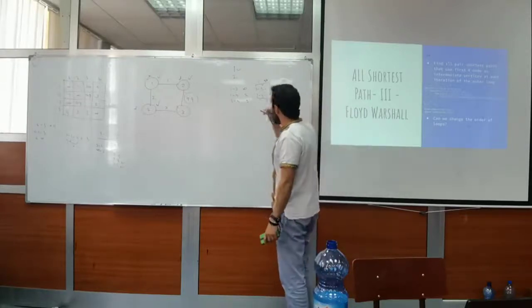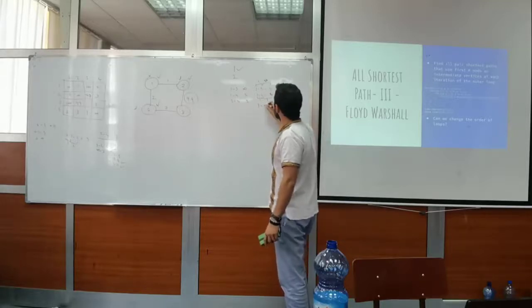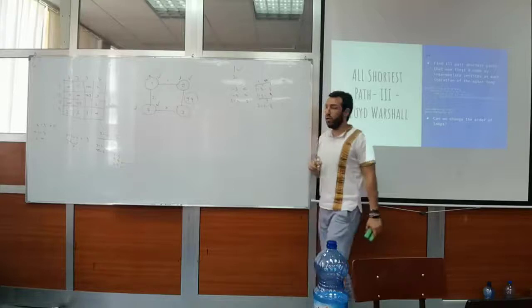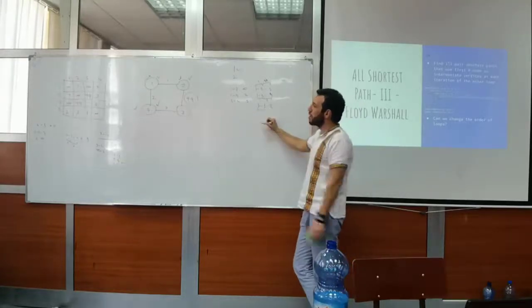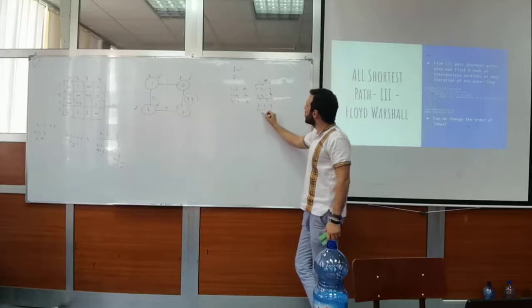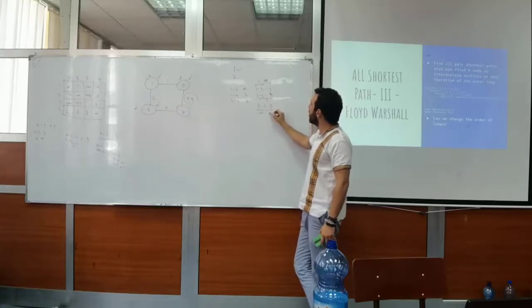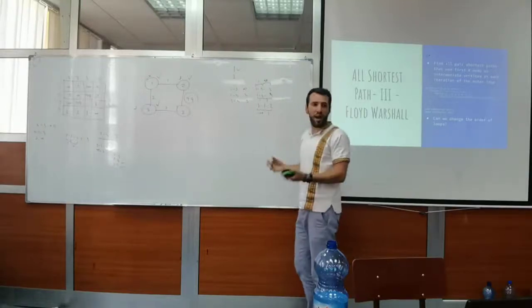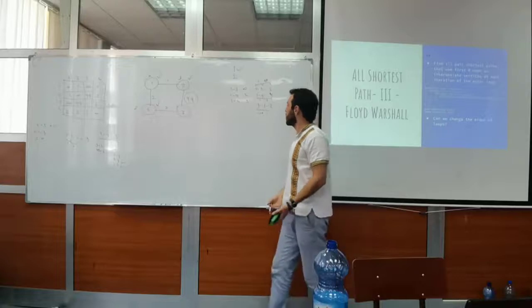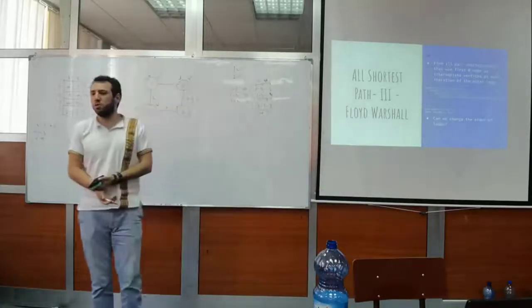And finally, I consider 3, 4 using 2 as the intermediate node. What is the distance between 3 and 2? 100. And 2 and 4? 101 didn't beat 3, therefore I didn't make any updates. So we are done with using 2 as an intermediate node too.